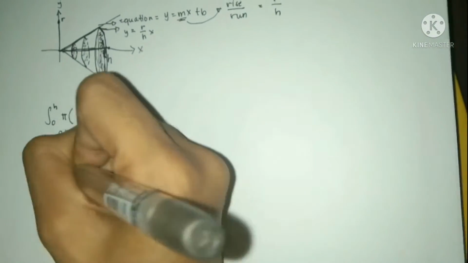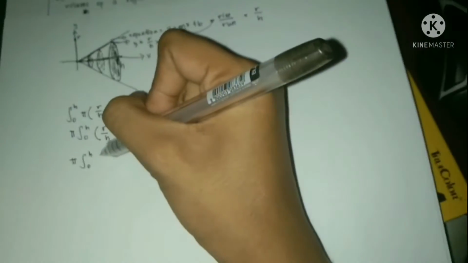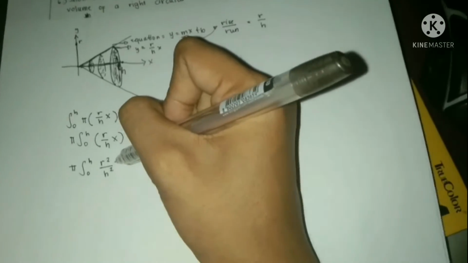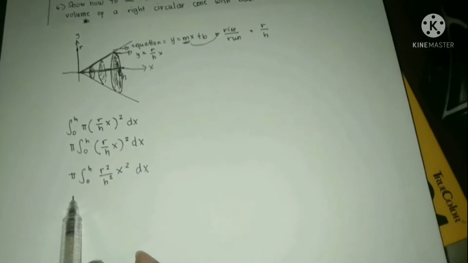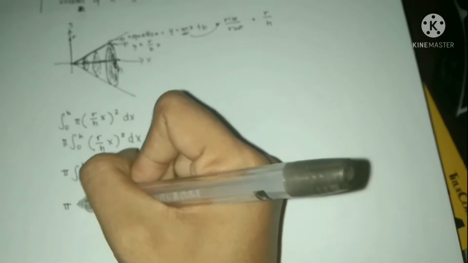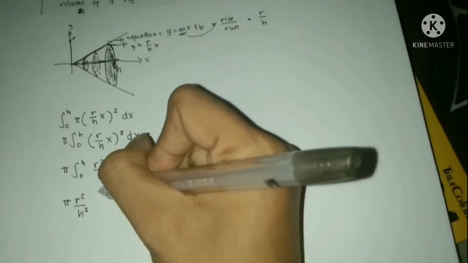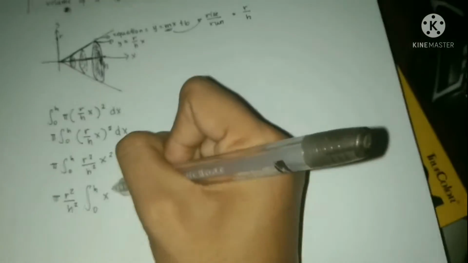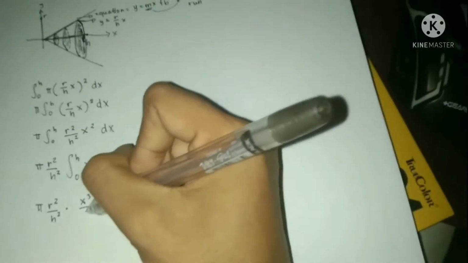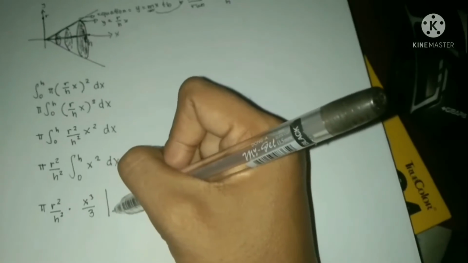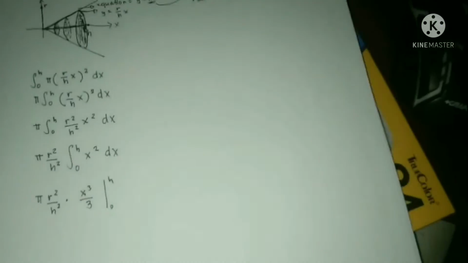So, let's square this, it becomes pi, the integral of 0 to h of r squared over h squared times x squared dx. So, next is let's take this out of the integral. So, it becomes pi r squared over h squared, the integral of 0 to h of x squared dx. So, it becomes pi r squared over h squared. Let's integrate x squared, it becomes x cubed over 3. So, the values of our upper and lower limits are 0 to h. So, let's just plug in these values here.